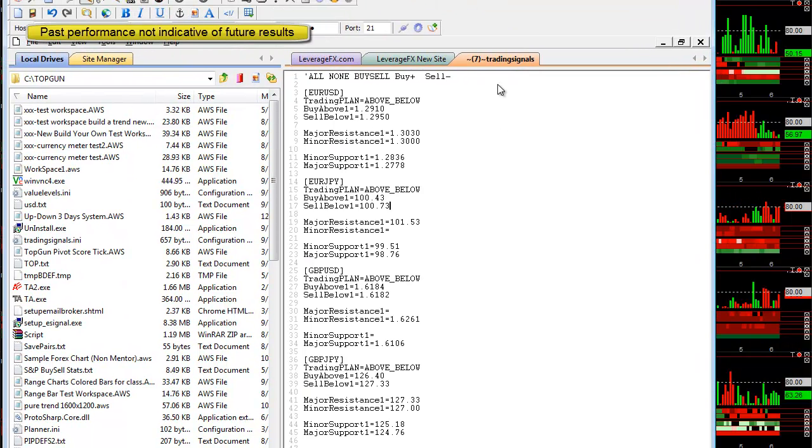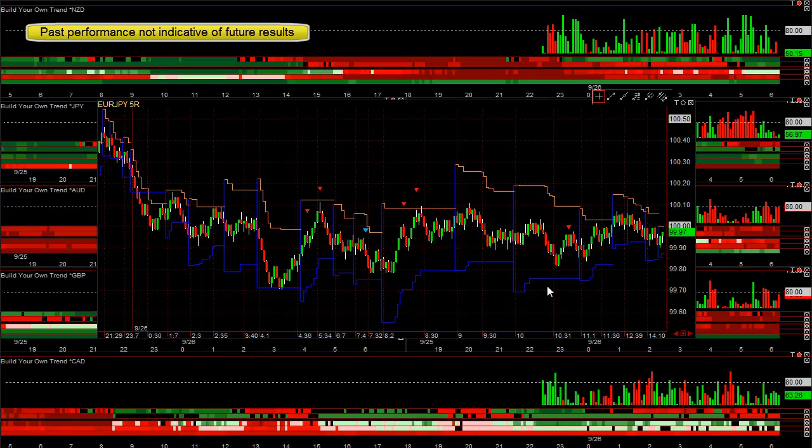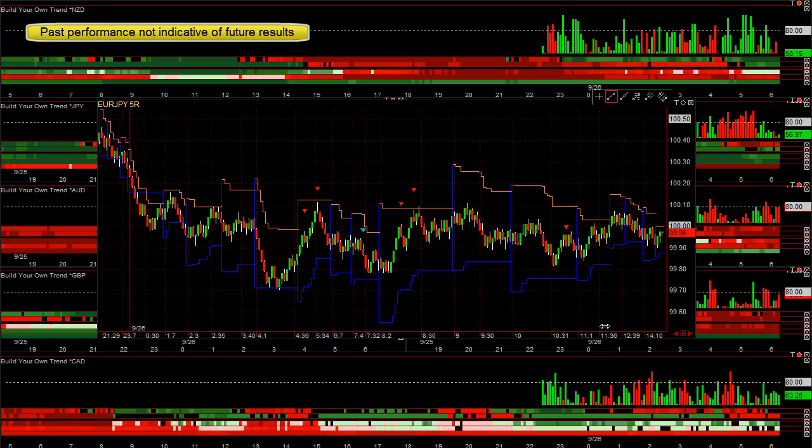Let's see if my support area was right. Minor support 99.51, and I thought the maximum low would be 98.76 if it broke that. So 99.51 is where I thought the low would be, and it didn't quite. It wasn't weak enough to get down to that 99.51. So basically we would have been continuing to sell this down to that level.